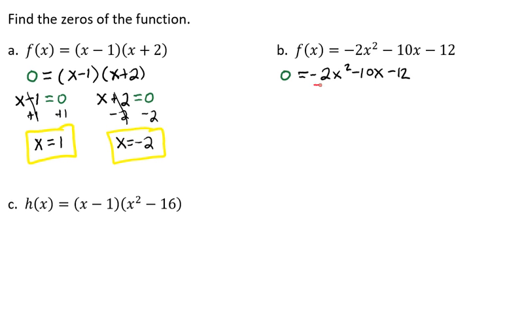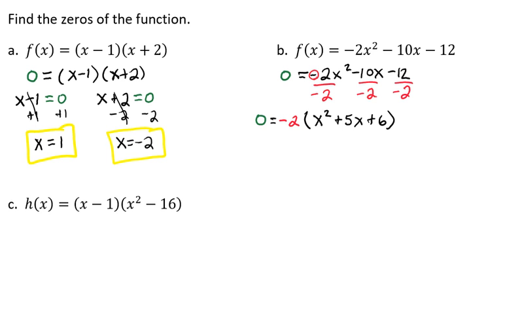I'm going to notice that a 2 will go into each of these pieces. And because there's a negative in the front, I'm going to take out a negative as well. So I'm going to take out a negative 2. So I still have my 0 equals, and I'm going to take out a negative 2. Negative 2 divided by negative 2 is a 1, so x squared. Negative 10 divided by negative 2 is a positive 5, so I'll have a positive 5x. And negative 12 divided by negative 2 is a positive 6.